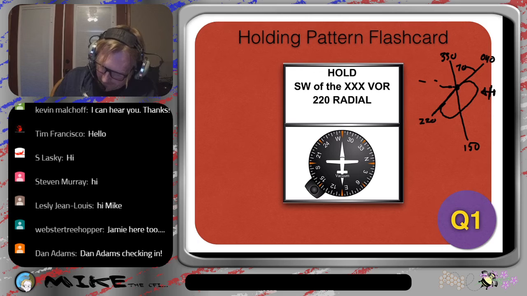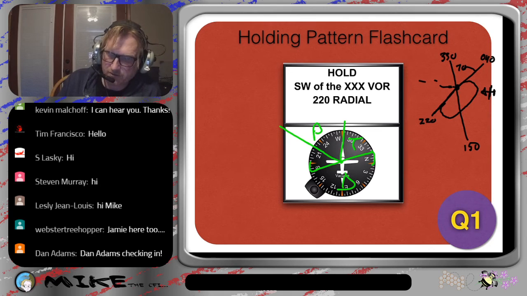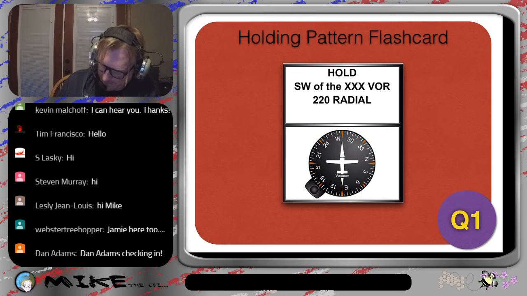Using our heading indicator technique, we don't have to draw any of that stuff out. All we have to do is identify the 220 radial. We draw our up 20 and down 20 here with our line straight up. That's going to be our teardrop, parallel, and direct. So we see that the 220 lands in the parallel entry spot there. So both of them were telling us to do a parallel entry.